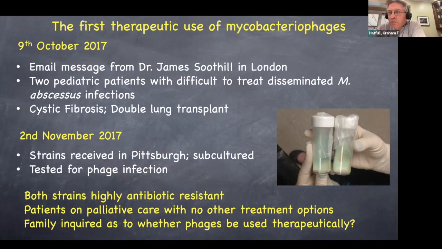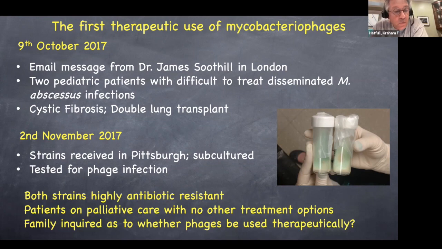They'd both had double lung transplants, which was necessary in order to overcome the severely impaired lung functions. So both were on immunosuppressive drugs in order to protect the newly transplanted lungs, and then both had got these disseminated Mycobacterium abscessus infections, which were drug resistant, difficult to control. Both patients were sent home on palliative care with essentially no more options for treating the infections.